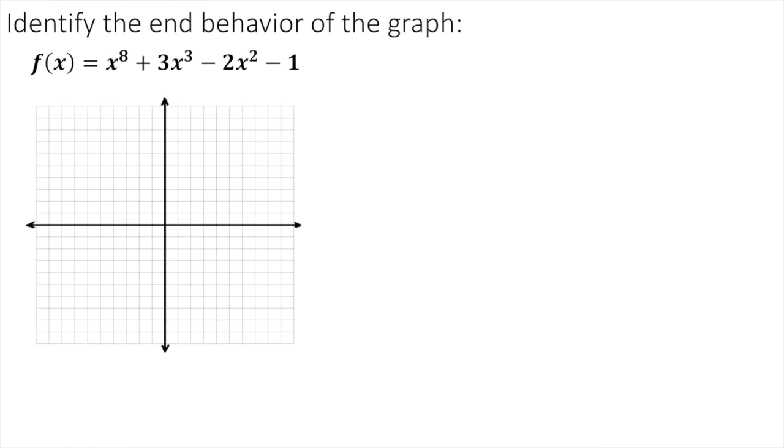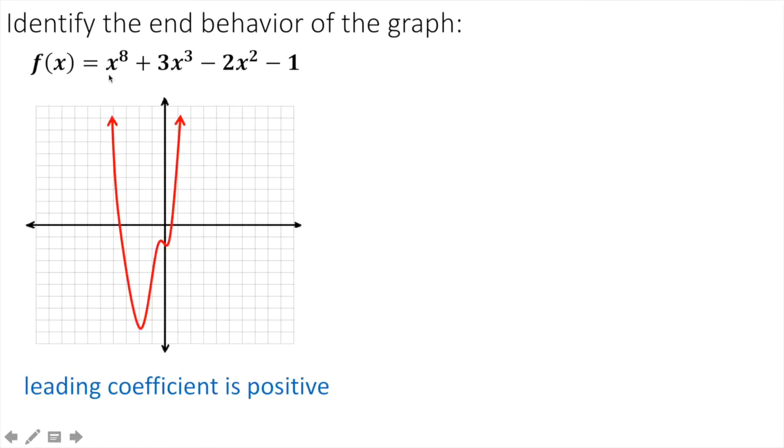Okay, with this one we're asked to find out what the end behavior is of the graph. And we're going to have to write this in what we call limit notation. So for this one, the big thing that we need to identify is the degree of this polynomial, which is 8. That's an even degree, and my leading coefficient is positive. Those are the big ones.